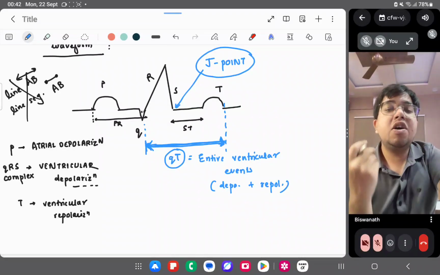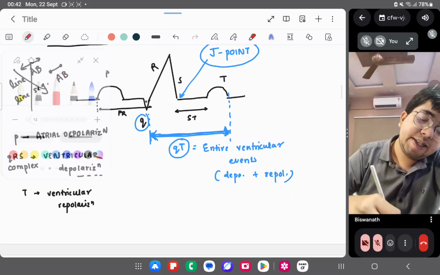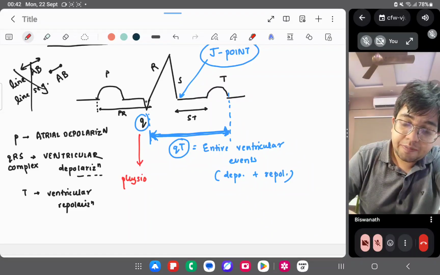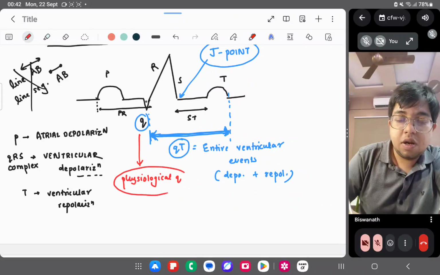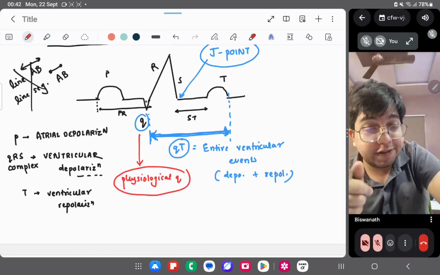Okay, now we have this Q. What is this Q? It is called the physiological Q, because it is the first negative deflection and it is physiological.